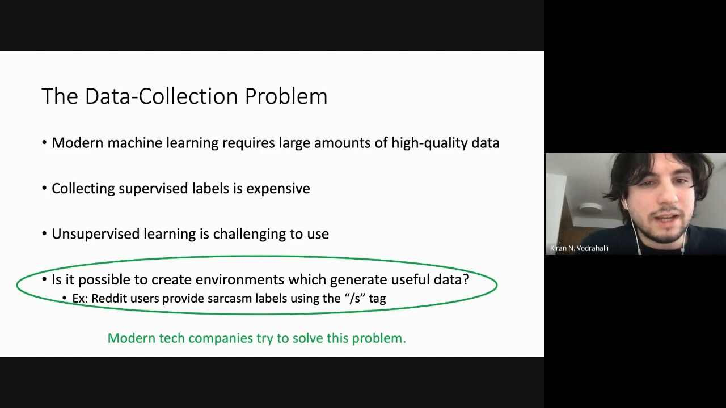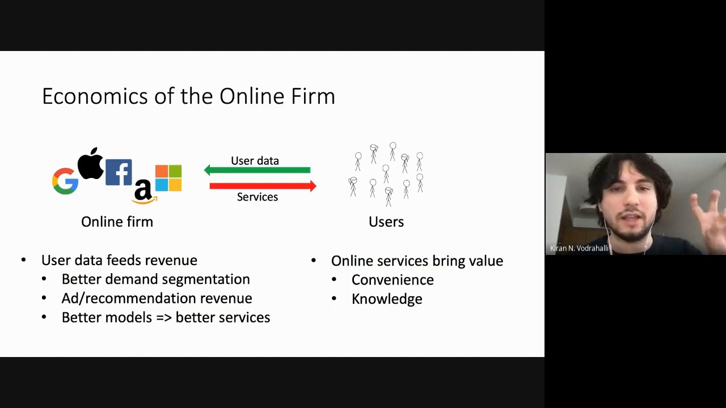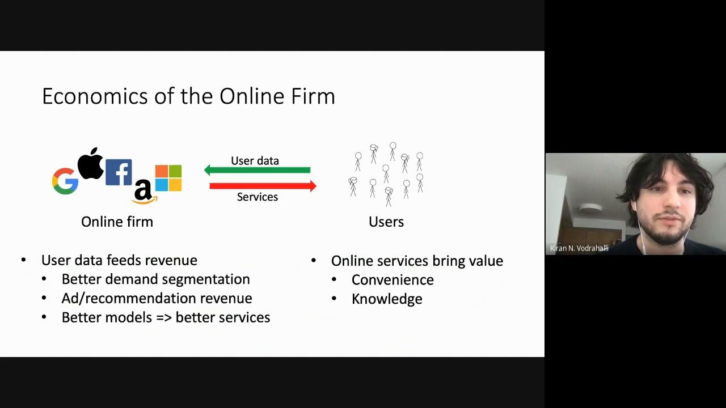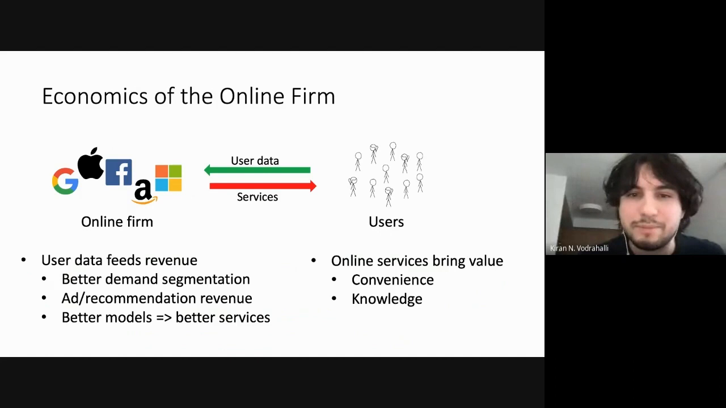So now let's talk about the economics of the online firm. What I mean by an online firm is basically companies like Google, Facebook, and so on. What they do is provide services to a bunch of users. Now, these online services, like Google Search and Google Maps, bring convenience and knowledge to the users. But the users don't necessarily pay directly for these services. Instead, the way the online firm profits is via revenue from the user data that's implicitly provided.